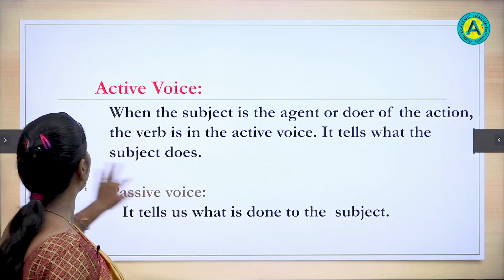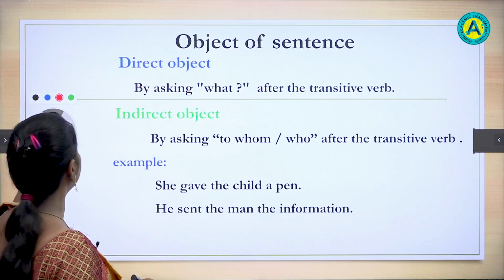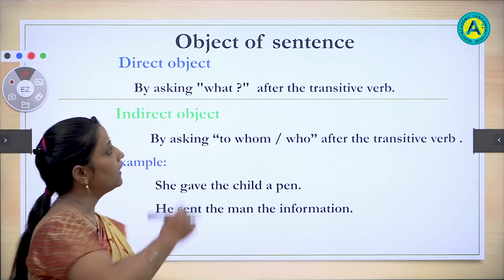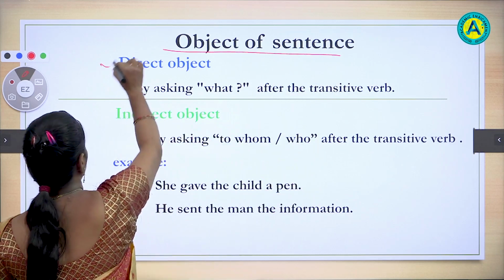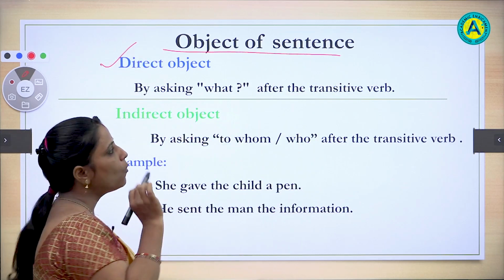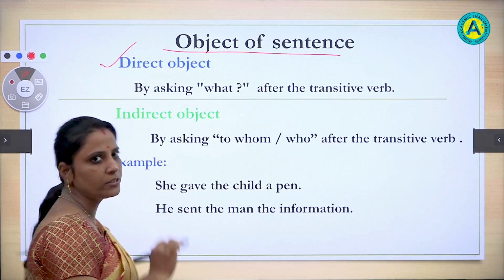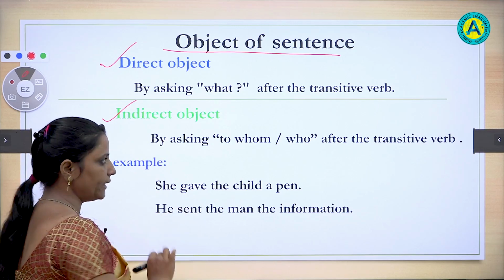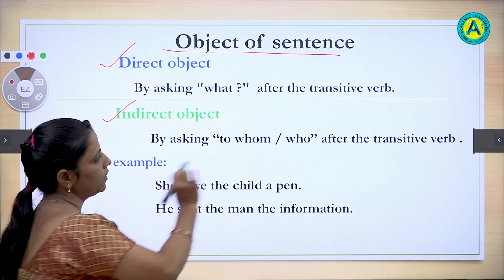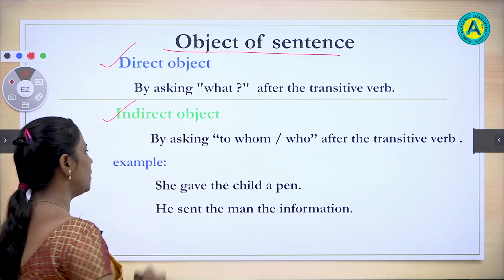The next, how do we find out the object in a sentence? Let's discuss the object of a sentence. Direct object: by asking what after the transitive verb, we can find out the direct object. Indirect object: by asking to whom or who after the transitive verb, we can find out the indirect object.